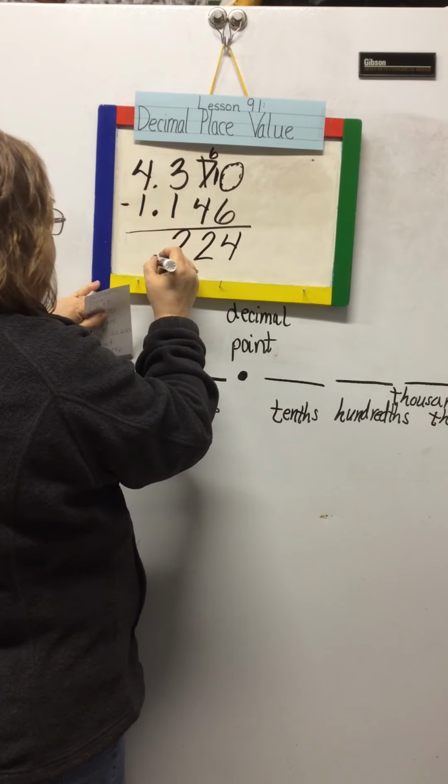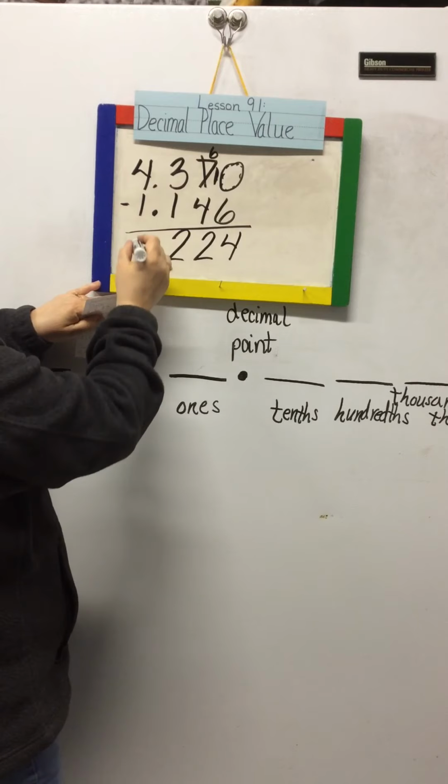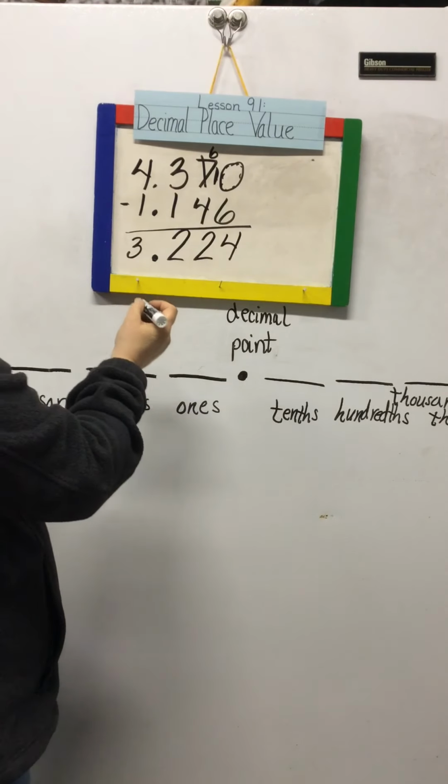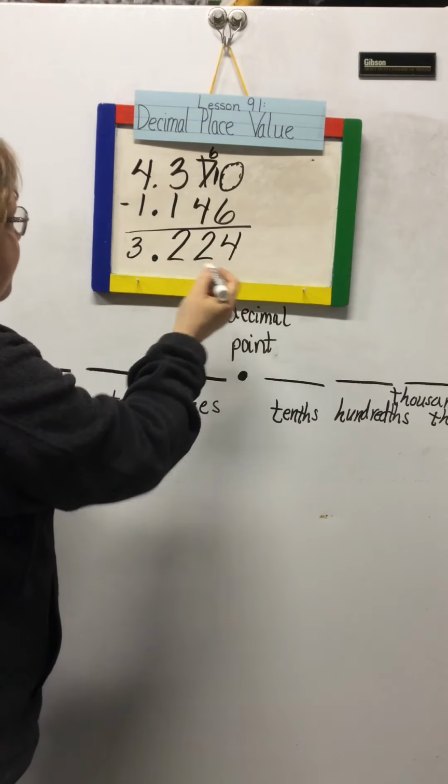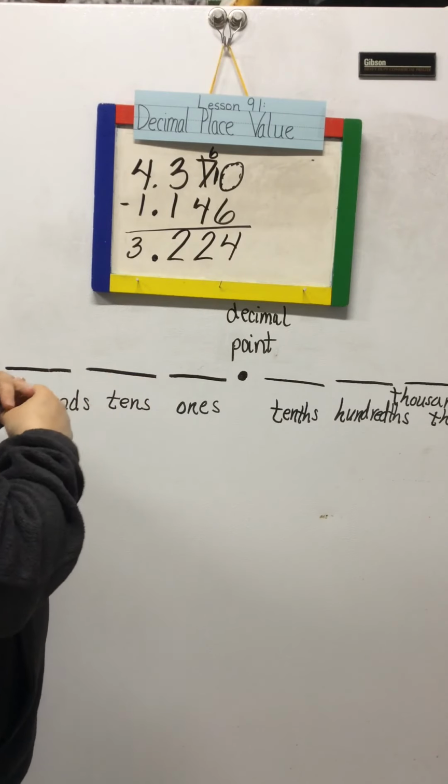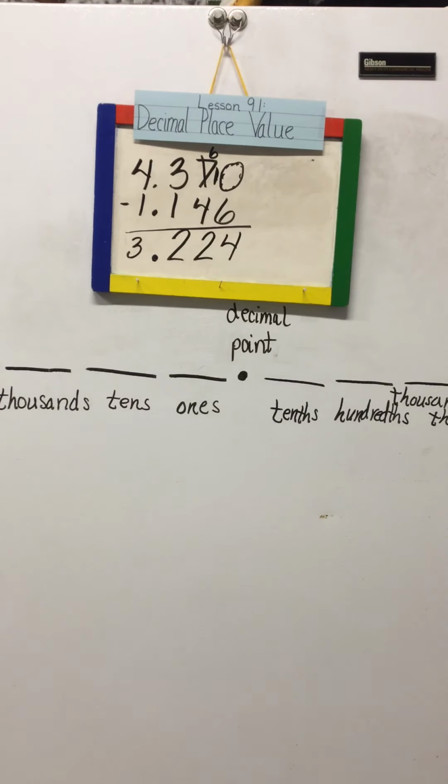Bring down that decimal point. 4 take away 1 is 3. Our answer is 3.224. And that is it for decimal place value.